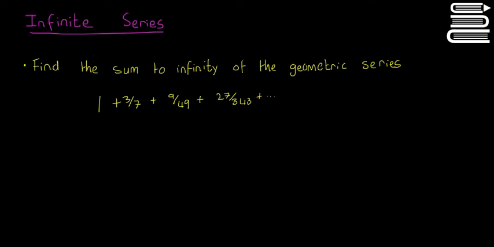So here we're going to look at this example. Again, this is infinite series in this video. It's asking us to find the sum to infinity of the geometric series that we see here: 1 plus 3 over 7 plus 9 over 49 plus 27 over 343 and so on.